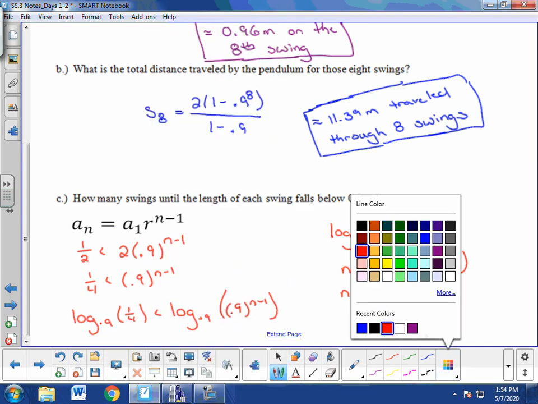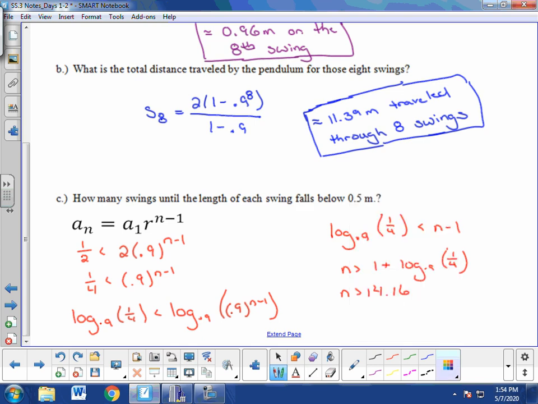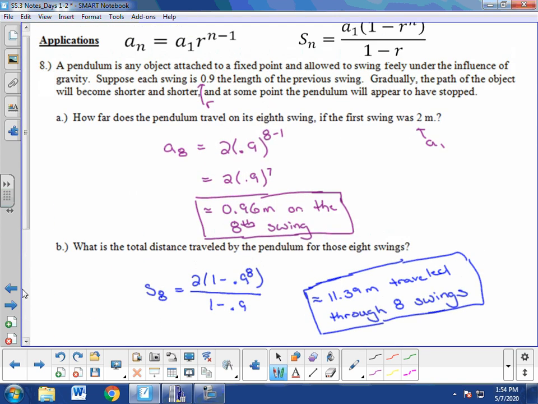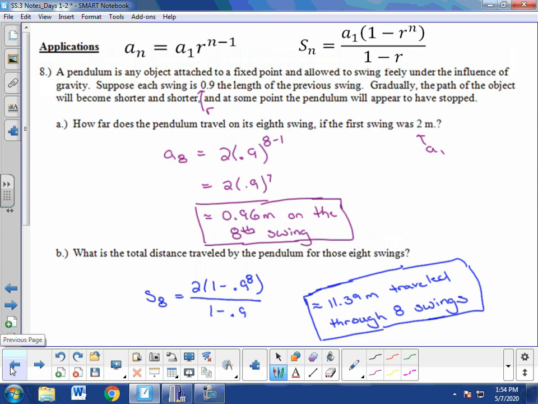So how many swings will it take for the distance of that swing to be less than 1/2 meter? It's going to take over 14.16, so it's going to take 15 swings. Here we want to define how many swings it's going to take for the length of a single swing to be less than 1/2. So we use the nth term formula, but this time solving for n. And this is the conclusion of target SS3.